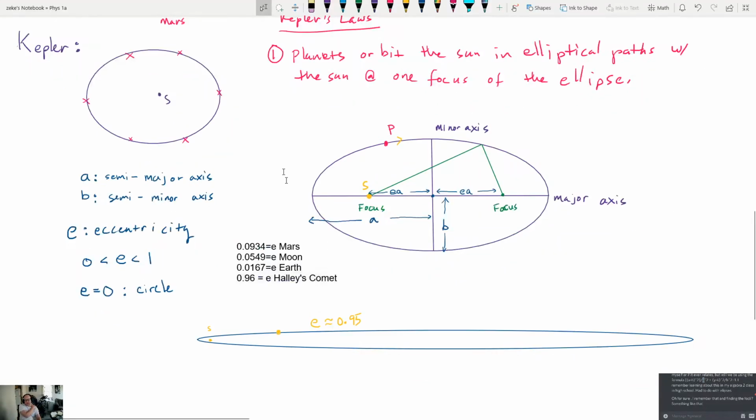Okay, this is the second hour of Physics 1A for May 24th, and we're now going to talk about Kepler's second law, which is about the motion of these planets.